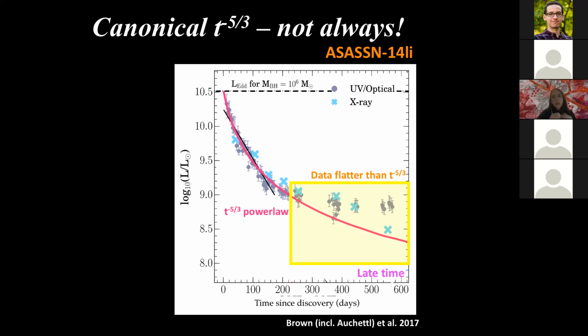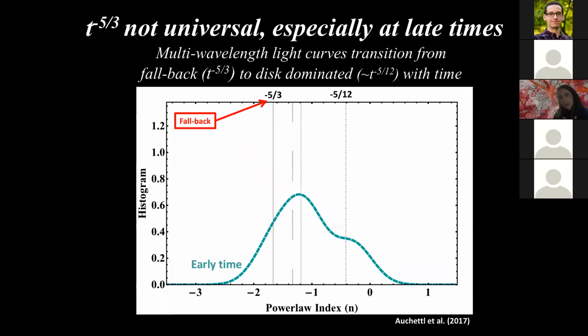One can look at the light curves of many different tidal disruption events and quantify how the emission of these events looks at early times compared to those at late times. And so this is what we did. What we find is that at early times, the light curves of TDEs tend to become more consistent with this canonical t^-5/3 that is associated with fallback.